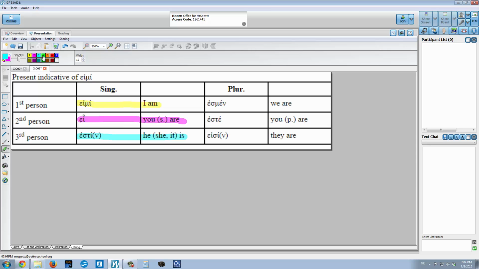Guess what the fourth time would be? You memorize this as esmen, we are. And how about a fifth time? Let's memorize este, you, plural, are. And then a sixth time, eisi or eisin, they are. Just memorize it as six different vocabulary words. And try to get the chart also, but realize they're going to be really irregular.